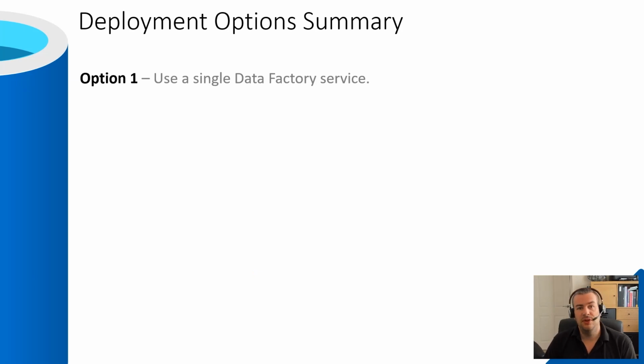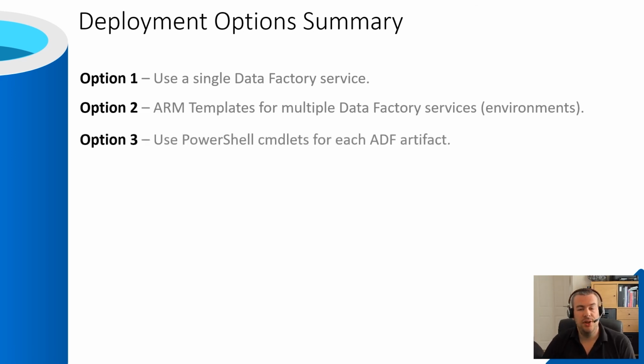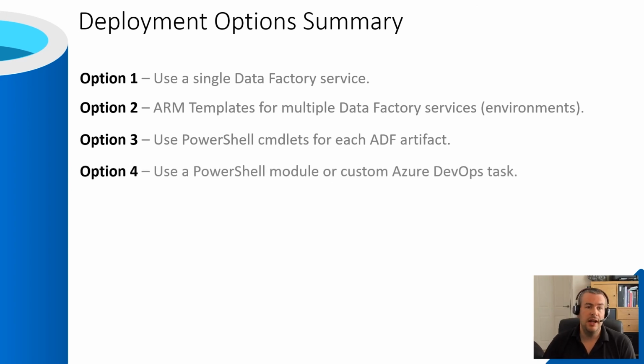So let's just summarize. Option 1, deploying Data Factory with a single service. Option 2, maybe we've got multiple data factories, multiple environments, and we might want to use the ARM templates to do that. Fine, you can do that. Option 3 is using the PowerShell commandlets for each of the Data Factory artifacts to give you that more granular control. A few caveats to bear in mind, but it's an option. And then option 4, using the PowerShell module, which kind of wraps up the commandlets of option 3. And there's also a marketplace DevOps task available for you as well if you want to do that.